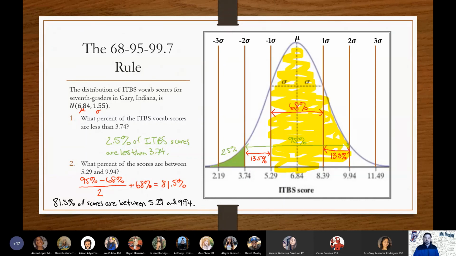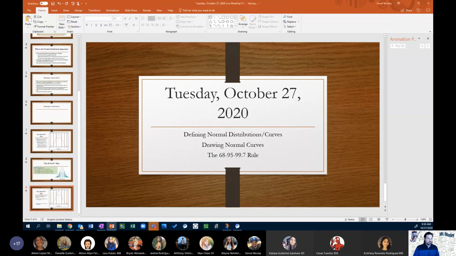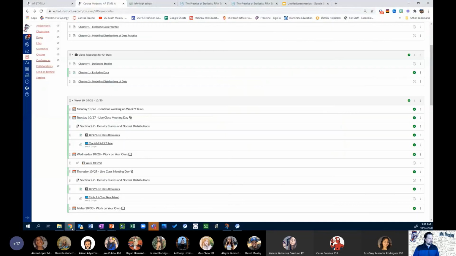Does anyone need another moment to write anything down from this slide? Okay, that is the end of our presentation, so I'm going to end the slideshow. Yes, I want to keep those.